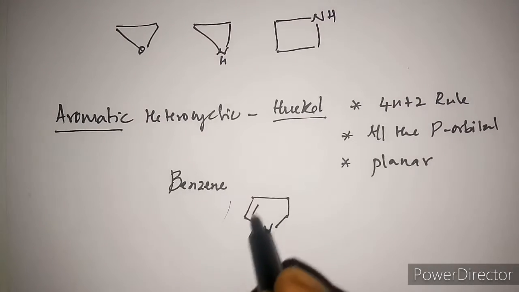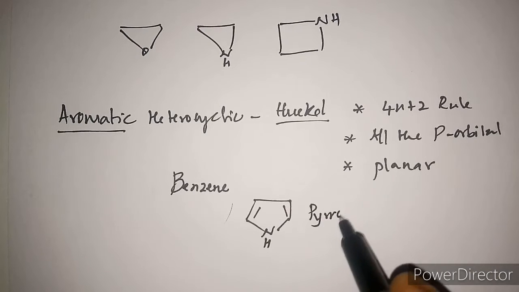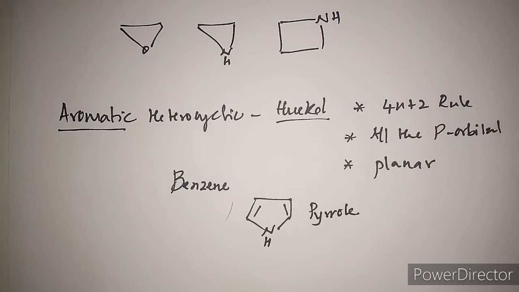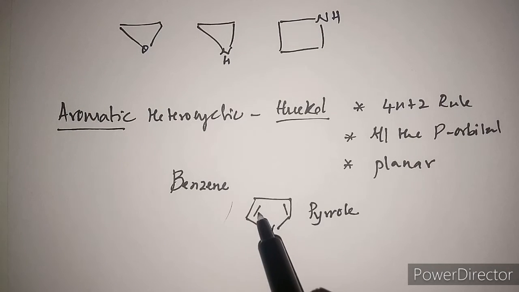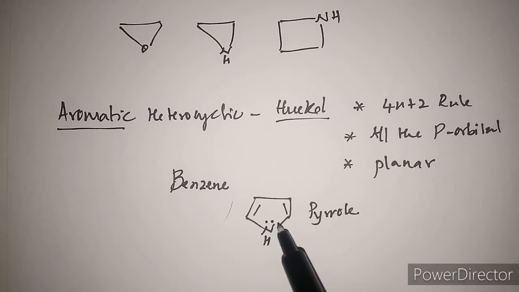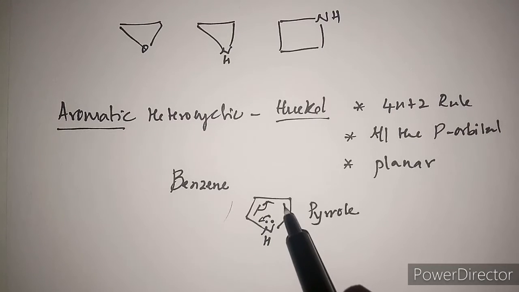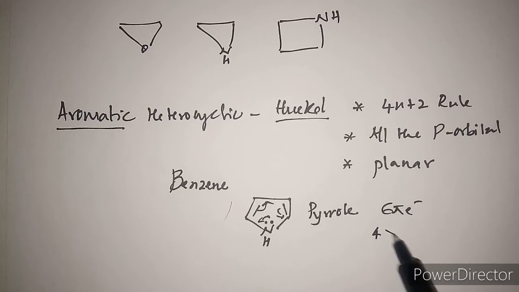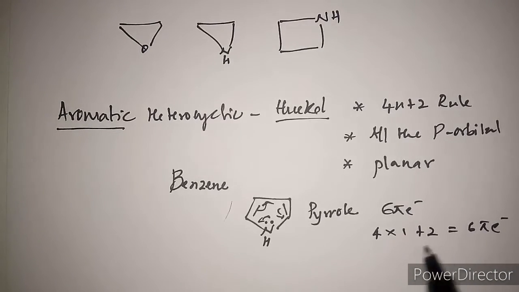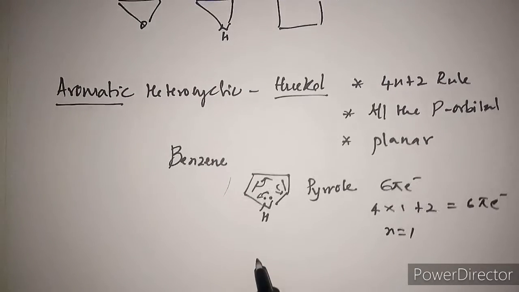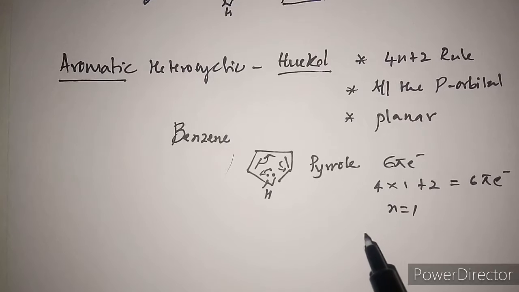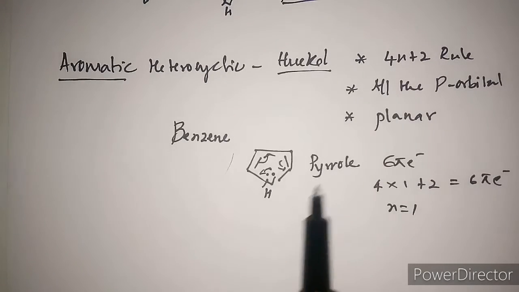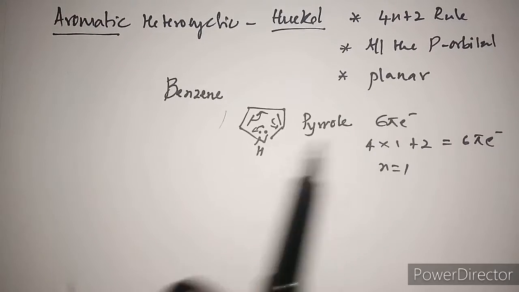An example is pyrrole. It is aromatic in the sense that it is planar and has pi electrons. The lone pair of electrons is also involved in the delocalization. So there are 6 pi electrons, 4 into 1 plus 2. So we can take 6 pi electrons in terms of 4n plus 2, where n is equal to 1. By putting n equal to 1, we satisfy 4n plus 2. All the p orbitals are overlapped and planar, so it is an aromatic heterocyclic system.